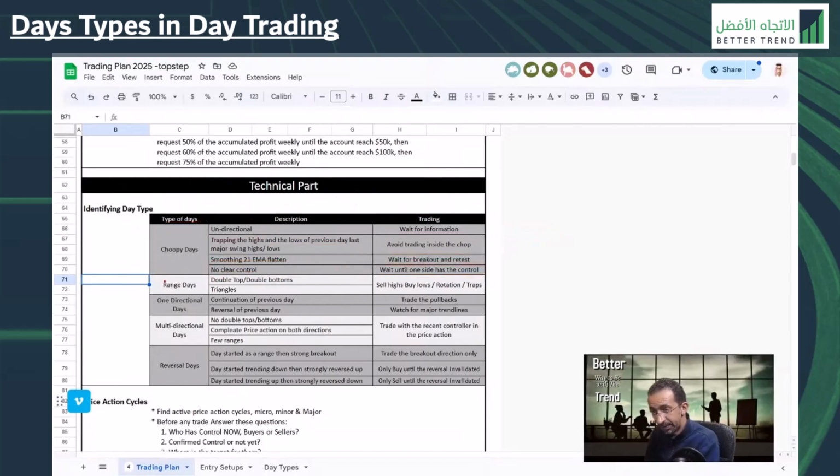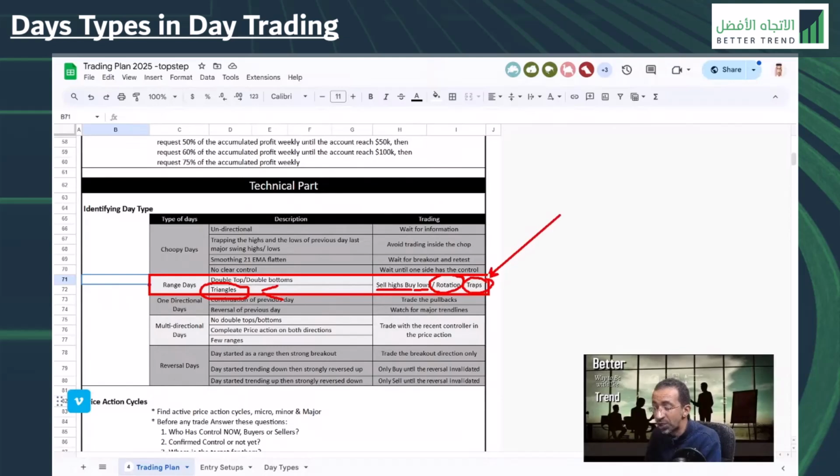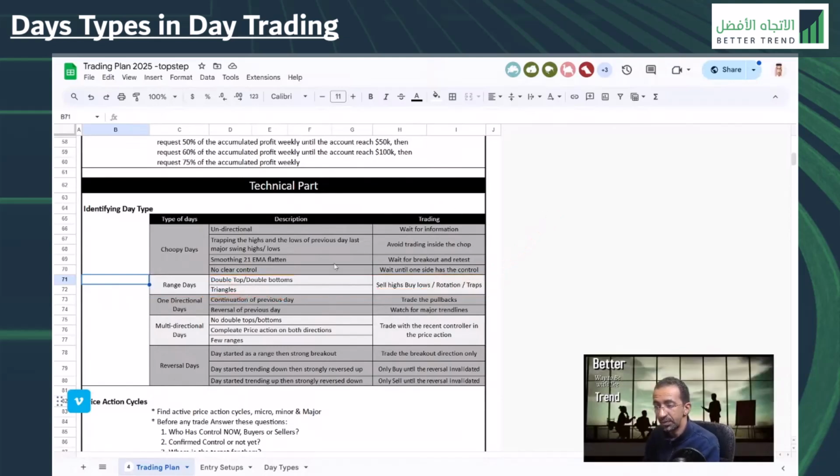Range days, you see a clear double top or double bottom, or you see a triangle, or a wedge, or a megaphone, Doritos. What to do here? Sell the highs, buy the lows. Trade the rotation of that range or the extension of that range. Watch out for traps. The market will do some traps. Enter a trade after a trap.